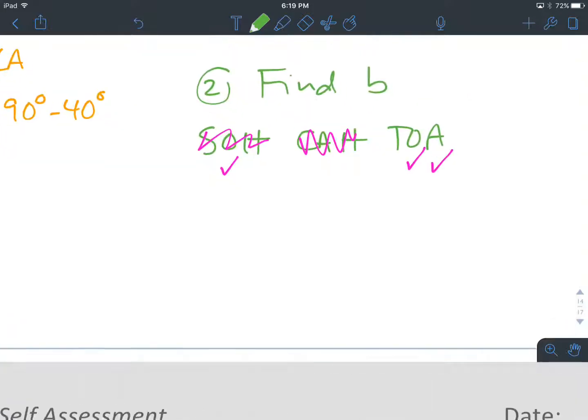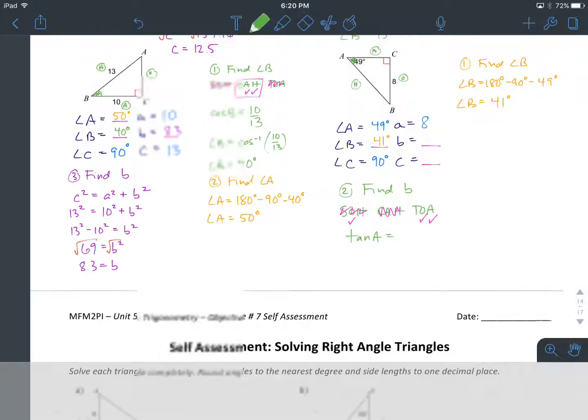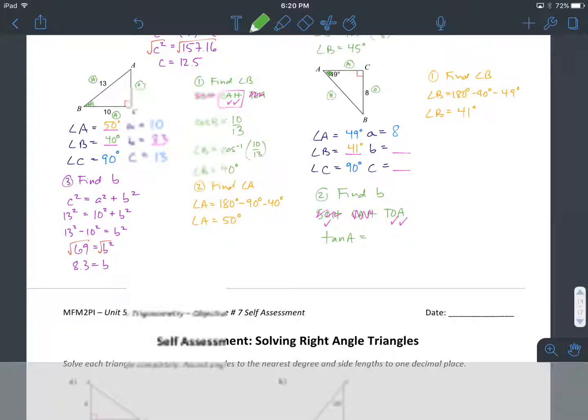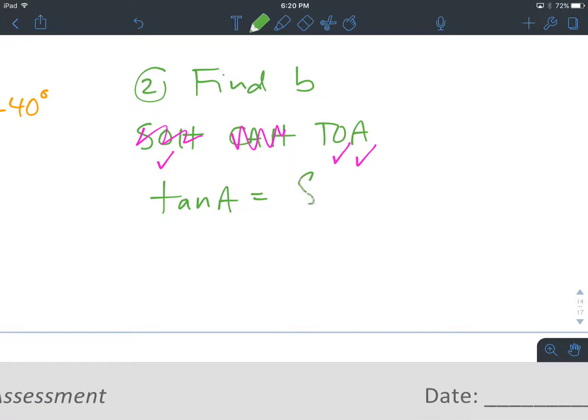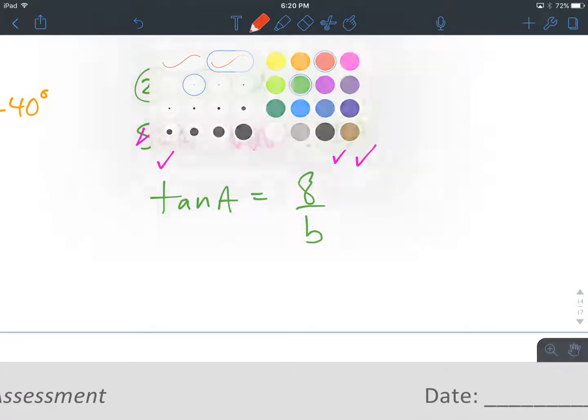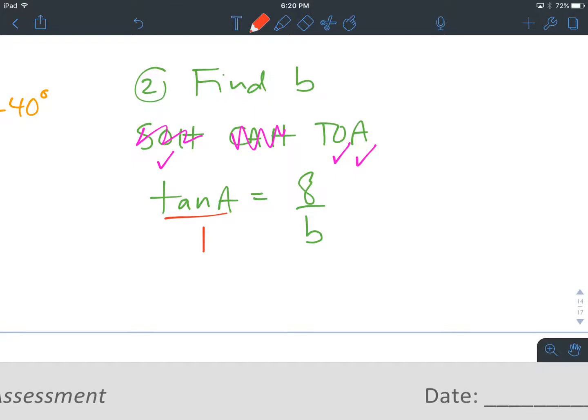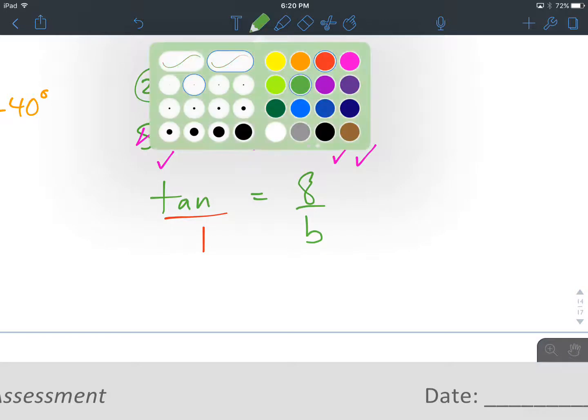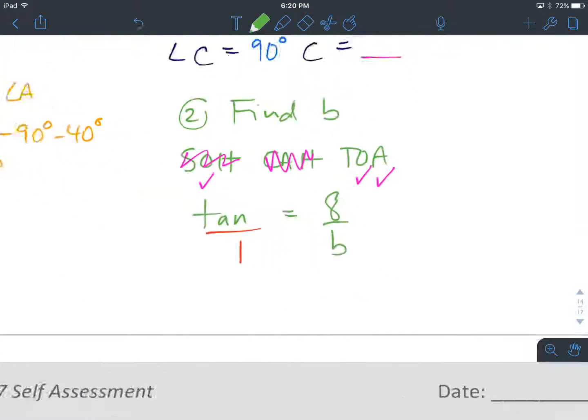Our reference angle was A. Just going to have to squeeze this one in here. The tangent of A equals the opposite side, which is 8, over the adjacent side, which we don't know, little b. So let's set this over 1. And to save a little space, I'm just going to put in right there what angle A is, because we're really close to the bottom here. And angle A, of course, was 49.